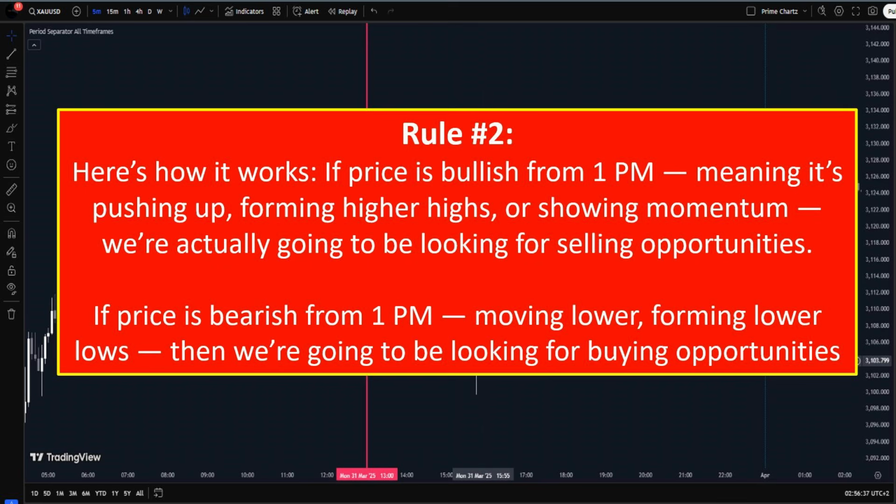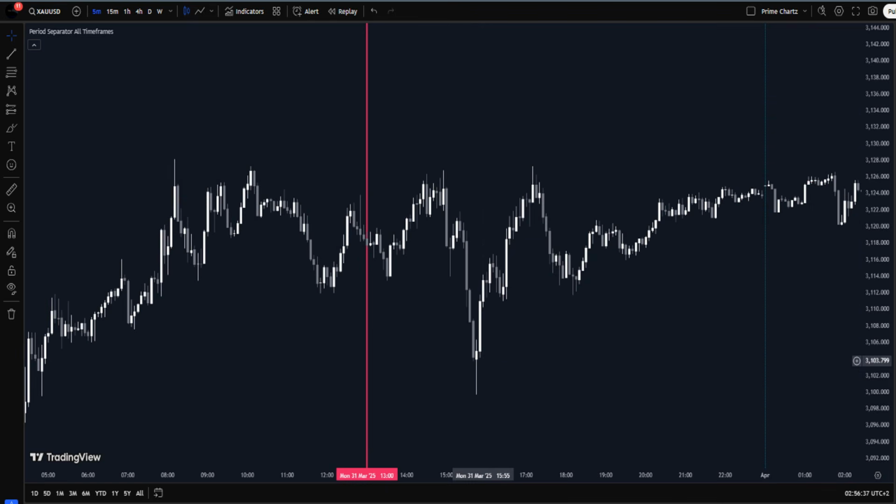Market makers often drive price in one direction to trap retail traders, only to reverse it and go the other way. That's where we strike. We wait for the trap, then we take the real move. So again, from 1 p.m., we're not reacting emotionally. We're watching for signs of manipulation, and once we spot the fake move, we take the opposite direction.